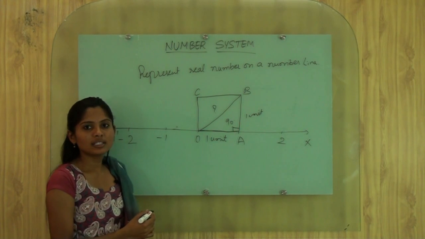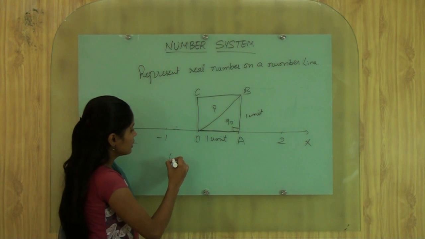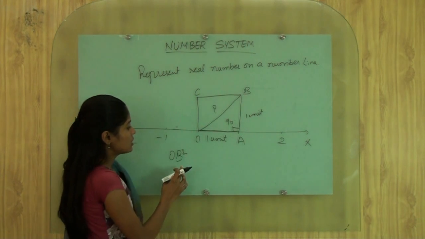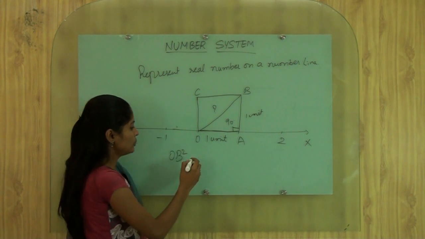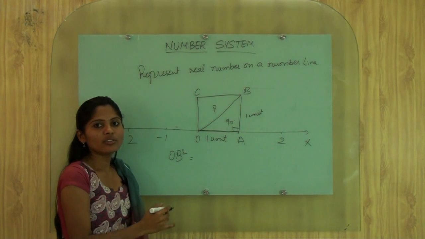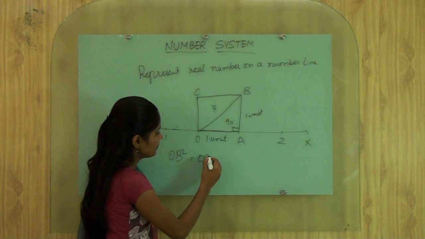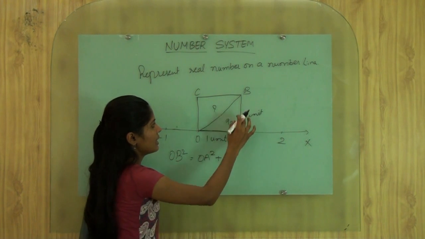What does the Pythagoras theorem tell? The square of the hypotenuse, this is the hypotenuse OB, is equal to the sum of the squares of the other two sides, that is OA square plus AB square.